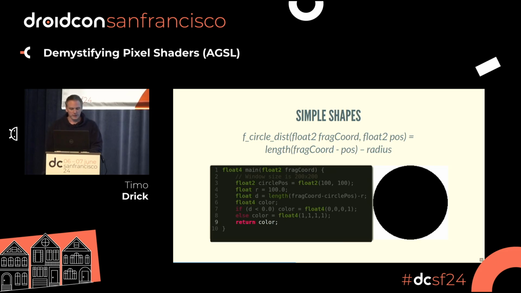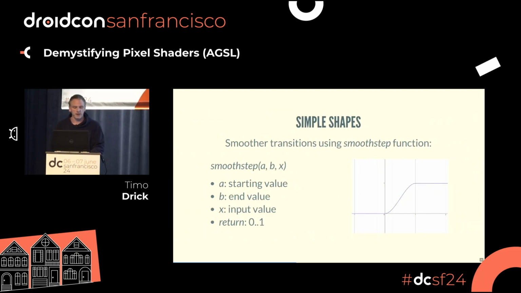Maybe you also noticed that the circle is very pixelated at the edges. Therefore, in shaders, we can use the smoothstep function. So we have to define 3 different parameters here. It's the starting point and end point, and then the input value. And the smoothstep function will map between this, and it will return a value between 0 and 1. And it will do a smooth transition. So it's a built-in function of AGSL, so we can just use it.